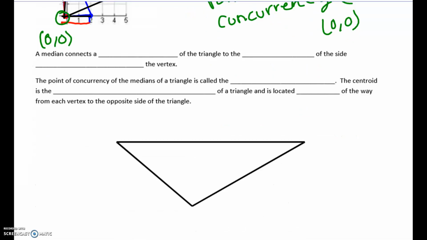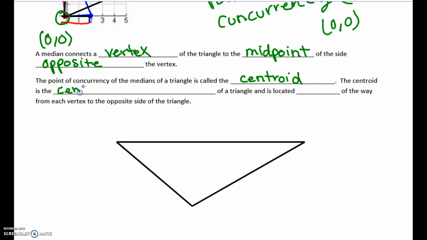All right, let's take a look at our next kind of triangle segment, we're looking at medians. A median connects a vertex of a triangle to the midpoint of the side opposite the vertex. The point of concurrency of my medians is called the centroid. And the centroid is the center of gravity or balance point of a triangle and is located 2/3 of the way from each vertex to the opposite side of the triangle.